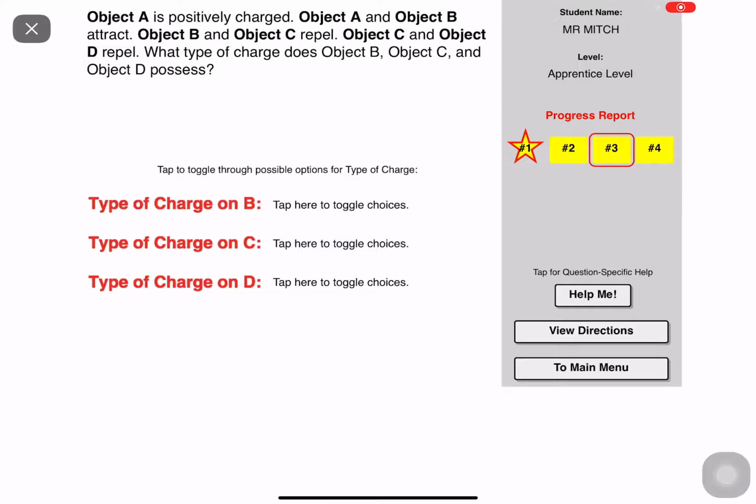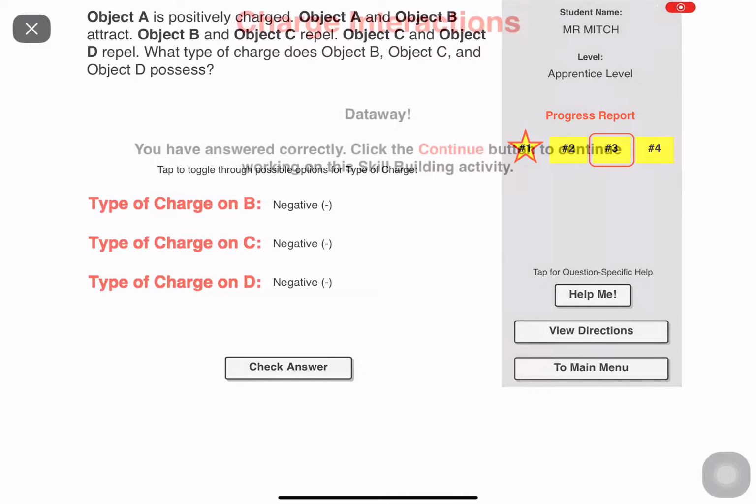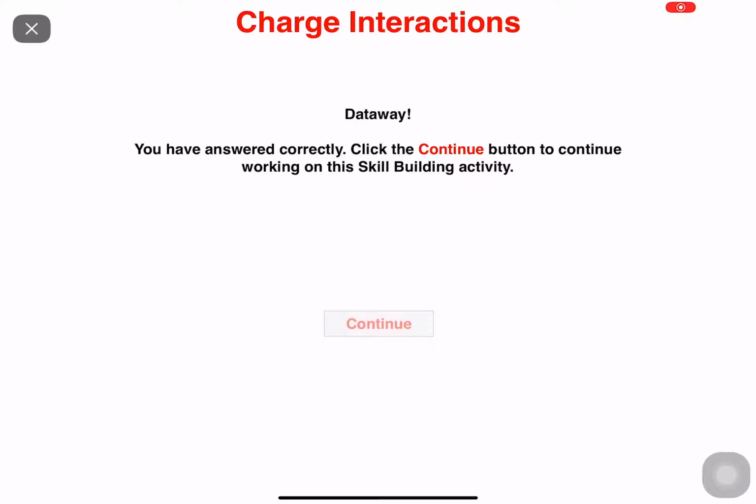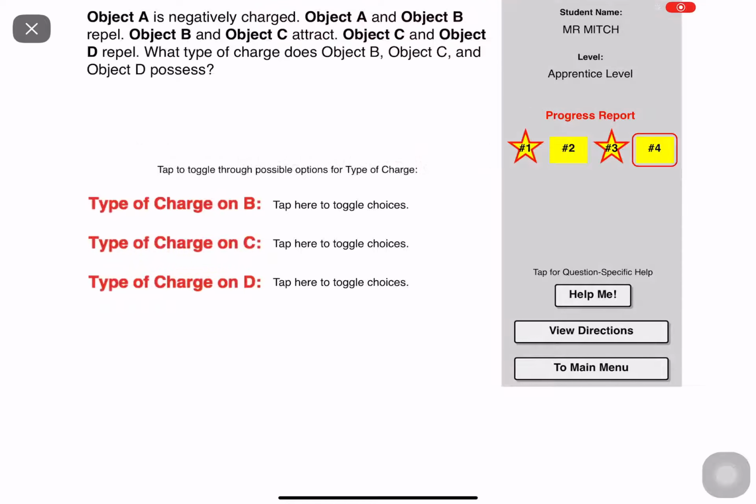So B right now, I'll put it in right now, I should have done the last one, is either negative or neutral. Now it says B and C repel. Well, if B and C repel, B is no longer neutral because we know neutral things cannot repel. So I'm going to change this to negative. C must be negative as well, like charges repel. And then it says C and D repel. D's got to be negative. Got it? Check answer. All right, next one.